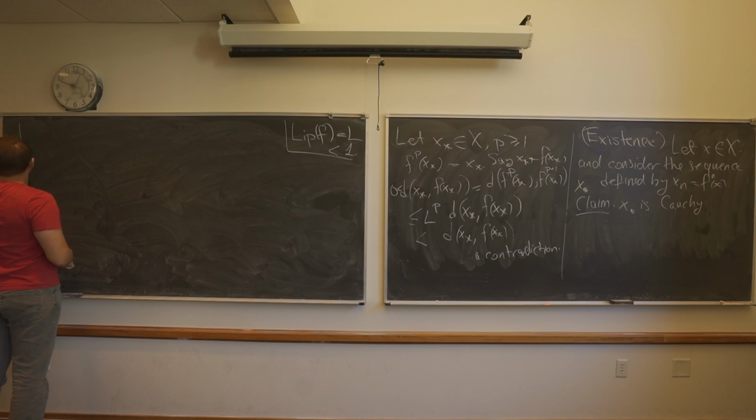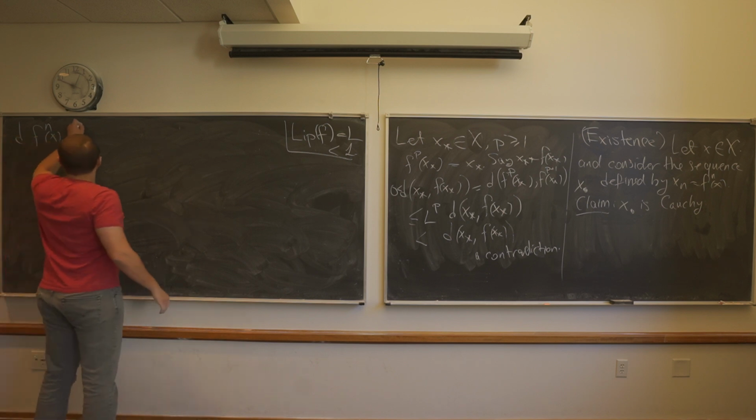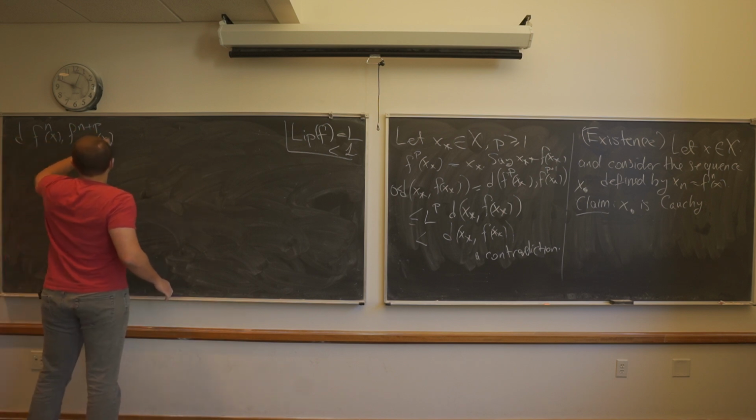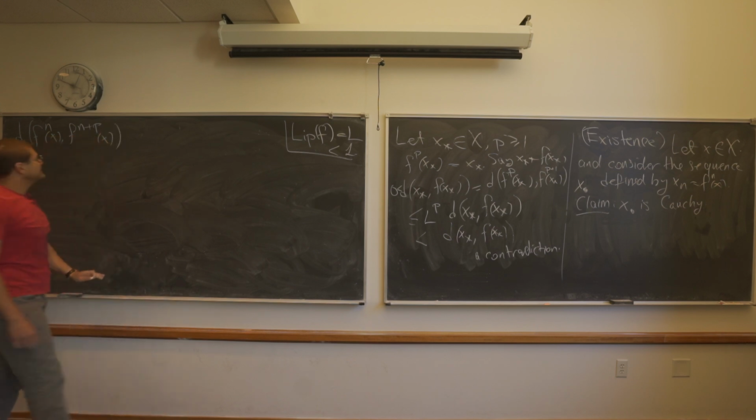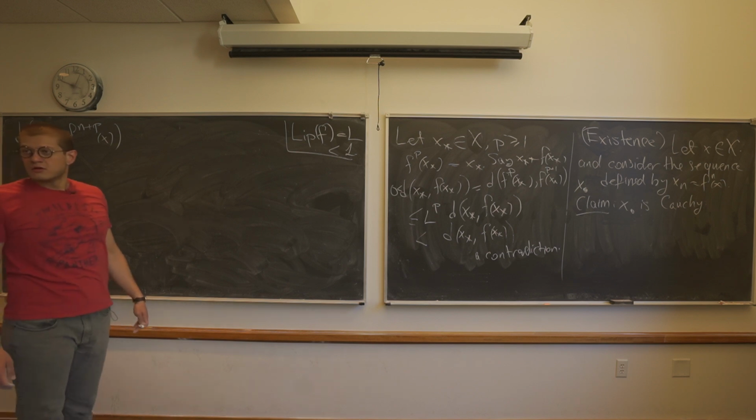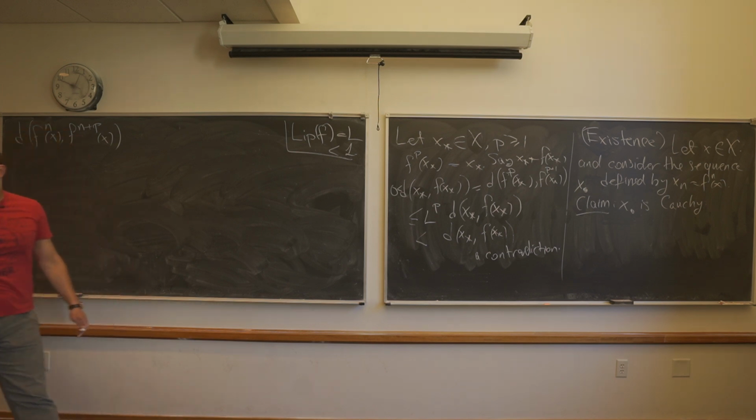So I want to bound this expression: the position of my initial condition at time n and its position at time n plus p. Any guesses as to how I can bound this by something that decays? Yeah, L to the n. Well, L to the n times something, but how do you get that? F of p. How do you get that? From Lip f is less than 1.